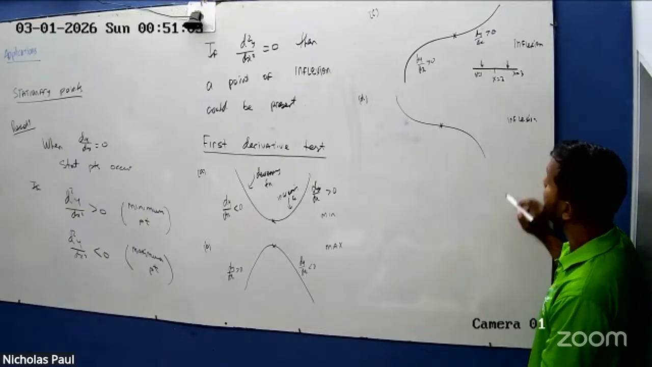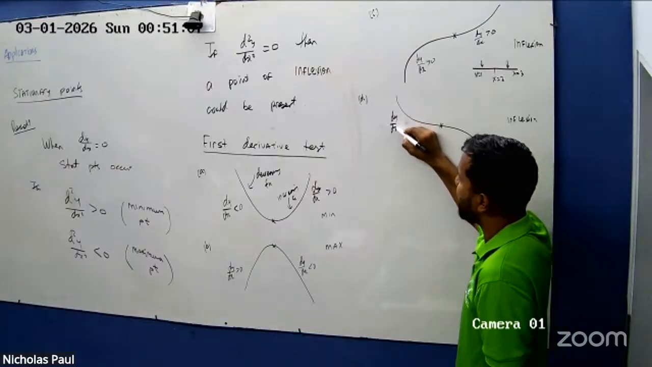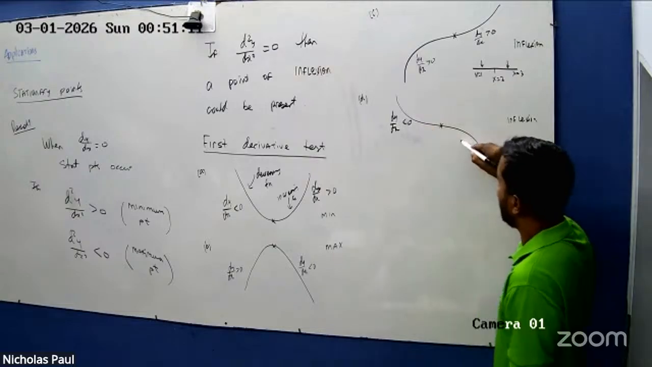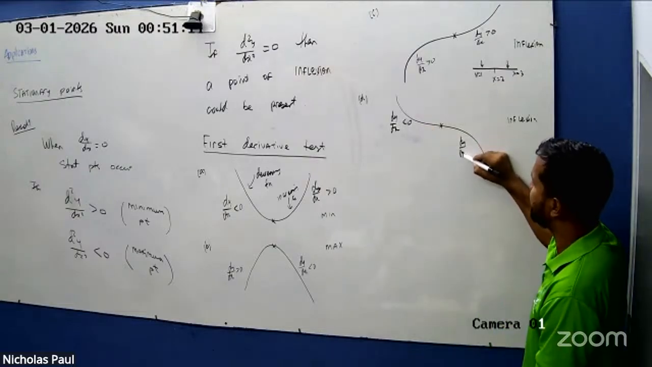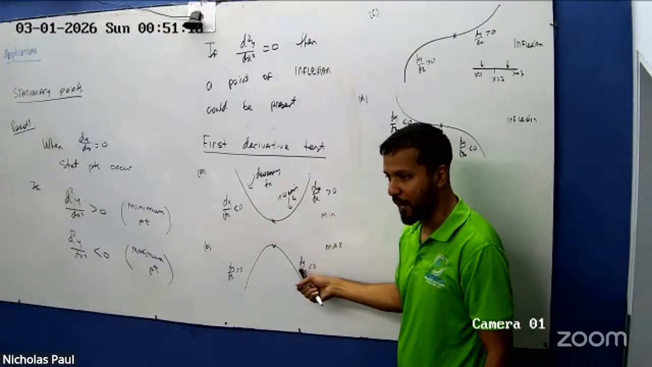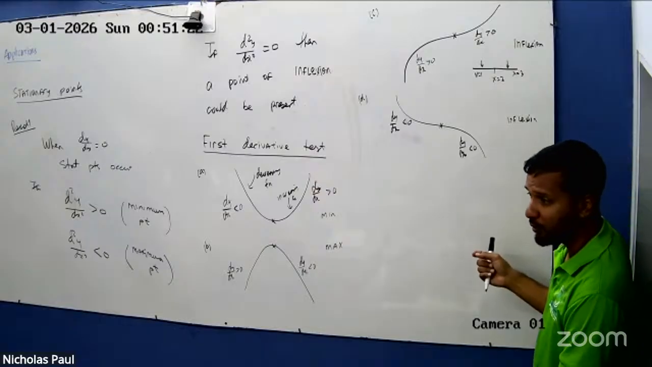But there's one side problem. Let's write out this one. dy/dx is less than 0 here. So if there's a sign change in dy/dx, it could be a max or min. If there is no sign change, it's a point of inflection.